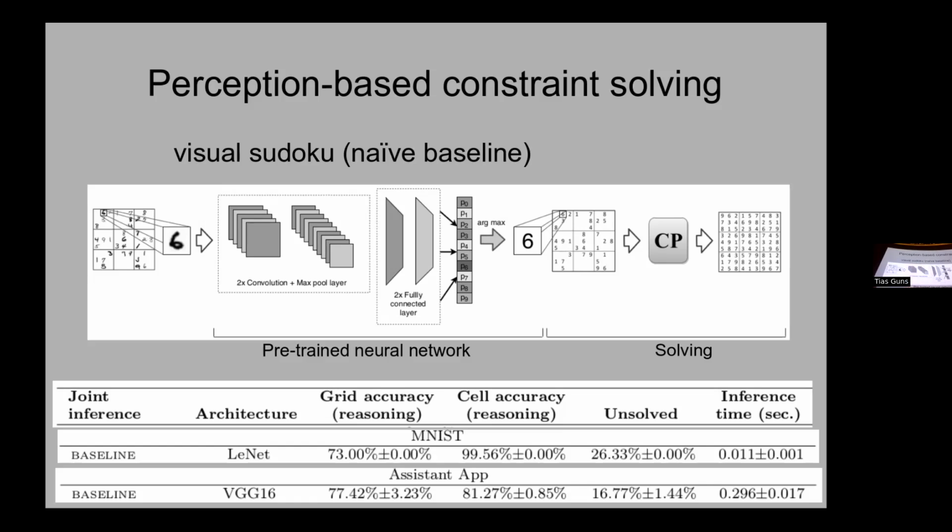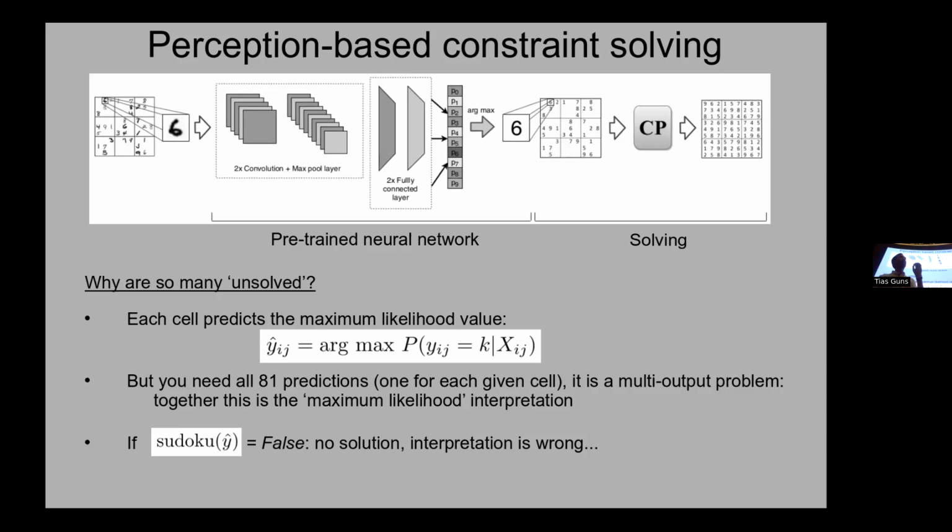If you look at the real data from the app, then we have to use a different architecture, but that's okay. It's more noisy, so the cell accuracy is a bit lower, but the errors are more concentrated on specific grids, for example, due to lighting. But we still get not too wonderful results. This wouldn't be a too impressive app with 77% accuracy. And again, in many cases, we don't actually find a solution. The solver simply says, no, this cannot be a Sudoku. So let's look a bit into that case.